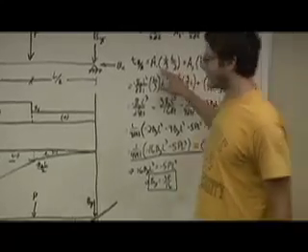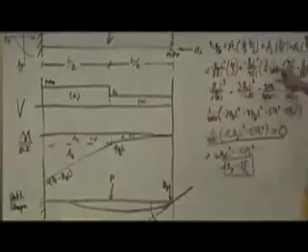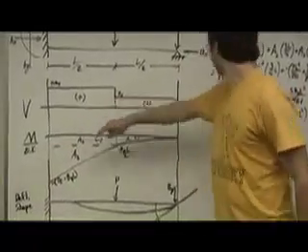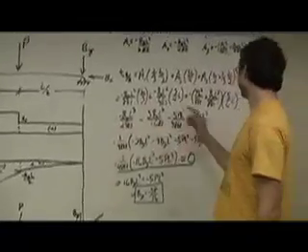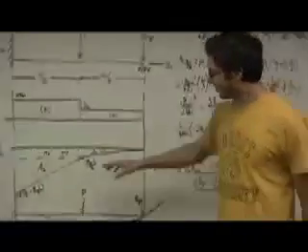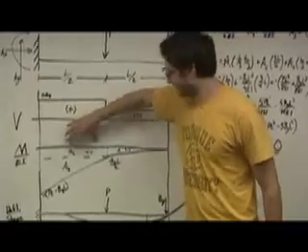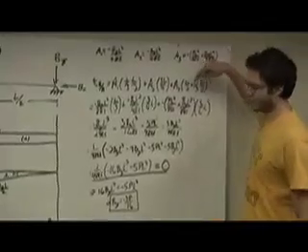2/3 L over 2 is the centroid for A1, which is 2/3 this distance. The centroid for A2 is here, which is going to be halfway over this next L over 2 area. So that gives us a 3/4 L. And the centroid for A3 is going to be 2/3 past this area here, and that's L over 2 plus 2/3 L over 2.